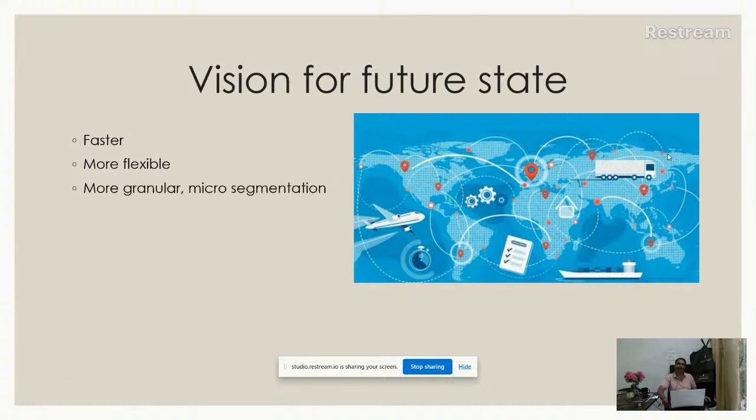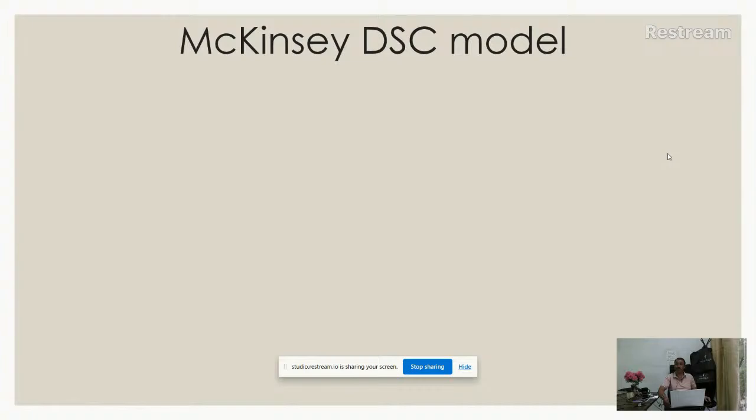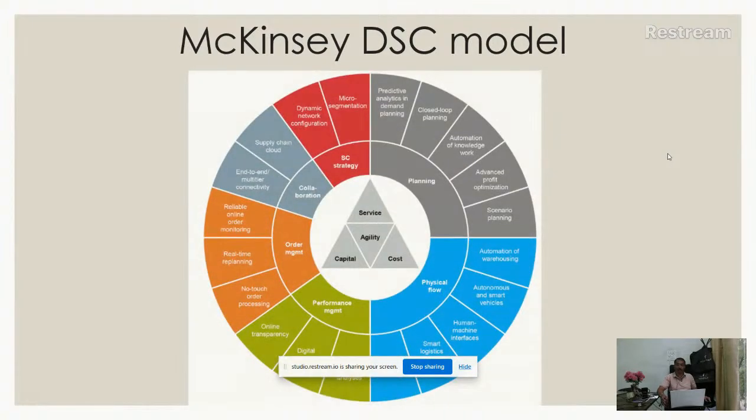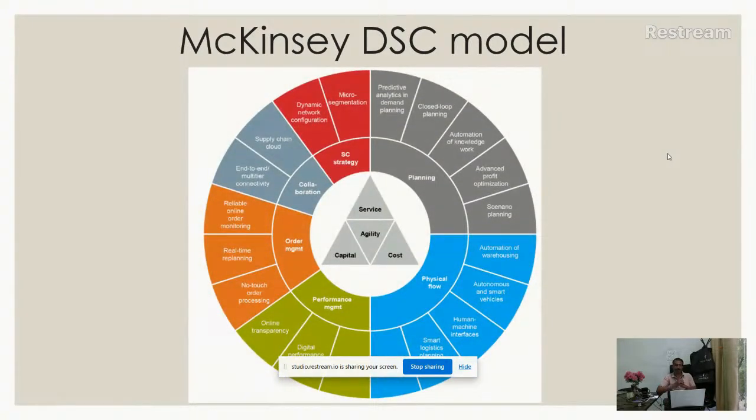Now every customer wants as per their requirement, and they need better, accurate information and more efficiency. This is what is being promised. If you see this model from McKinsey, they have 6 areas in which they want to implement digitization, starting from supply chain strategy. Second one could be planning, physical flow, performance management, order management, collaboration. These are the 6 areas where you need to have the strategy for digitization.